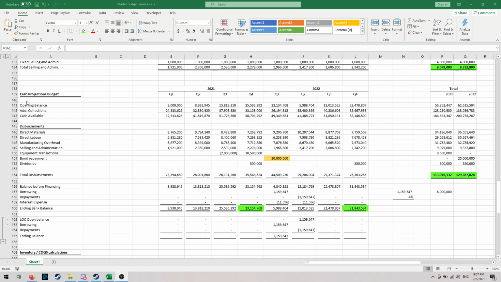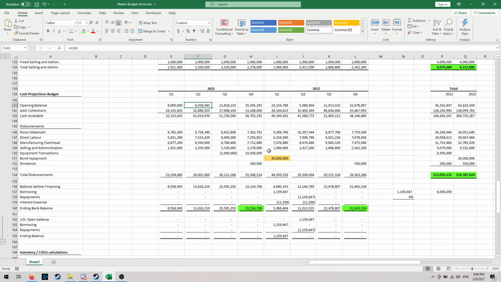So if we look at our cash projections budget, we're going to see that throughout the whole first year, we don't need to borrow any money. We always have ample cash on hand to cover all of our expenses. So our ending bank balance here is going to become our beginning bank balance. You can see that this cell is linked to this cell.